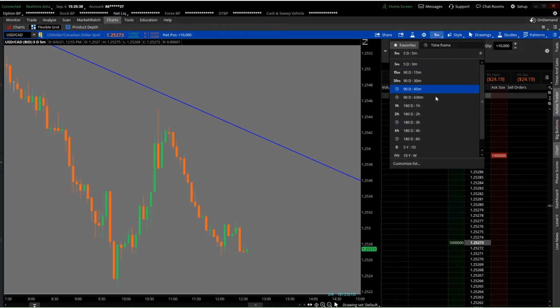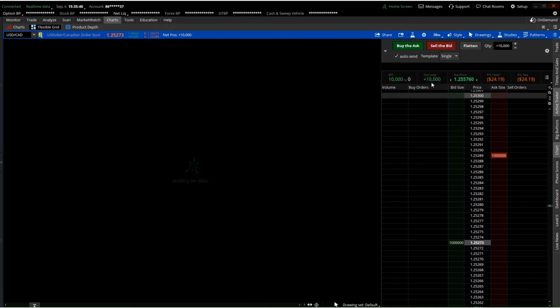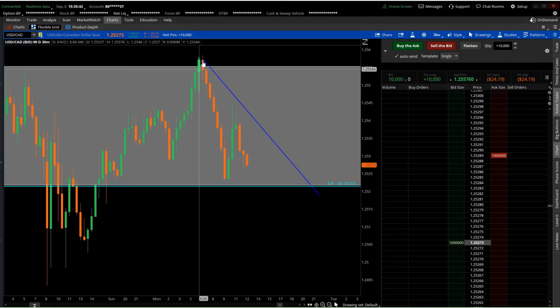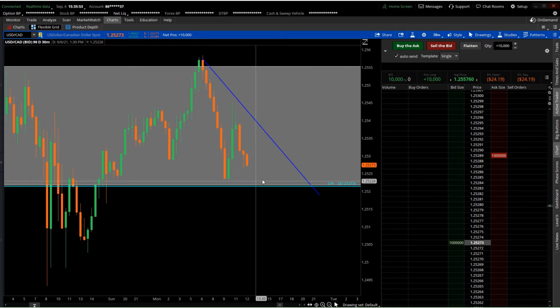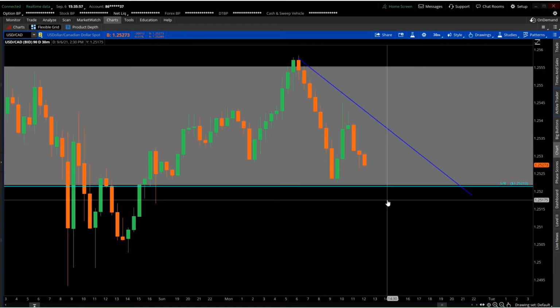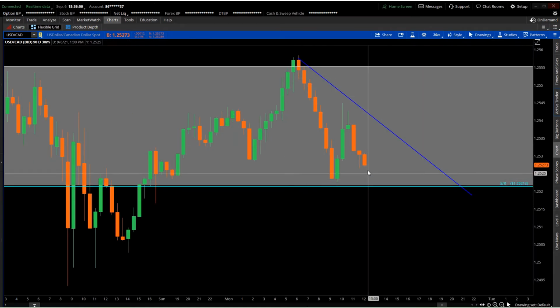And going back to the 30-minute time frame, here's my entry. Price did come all the way down to the support resistance level, bounced off it, and was in the process of retesting. So that's the status of this trade now, and I decided to stay in it.